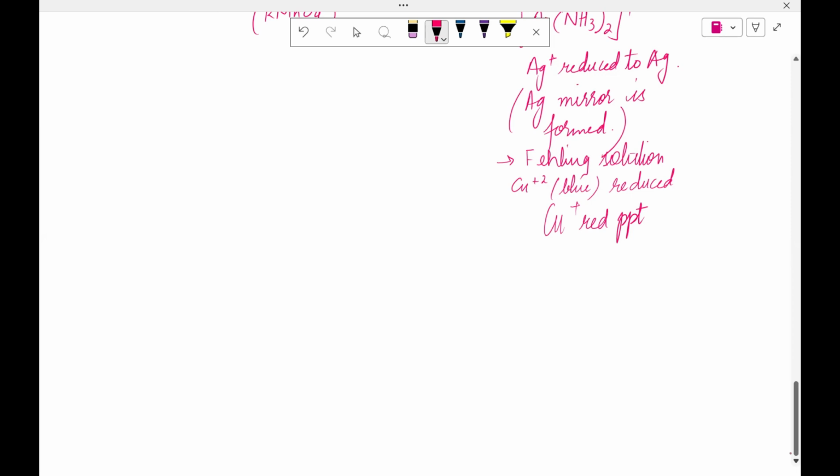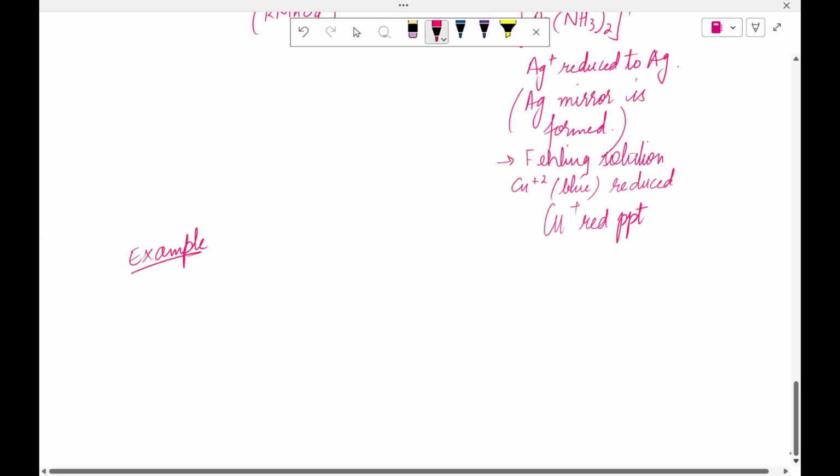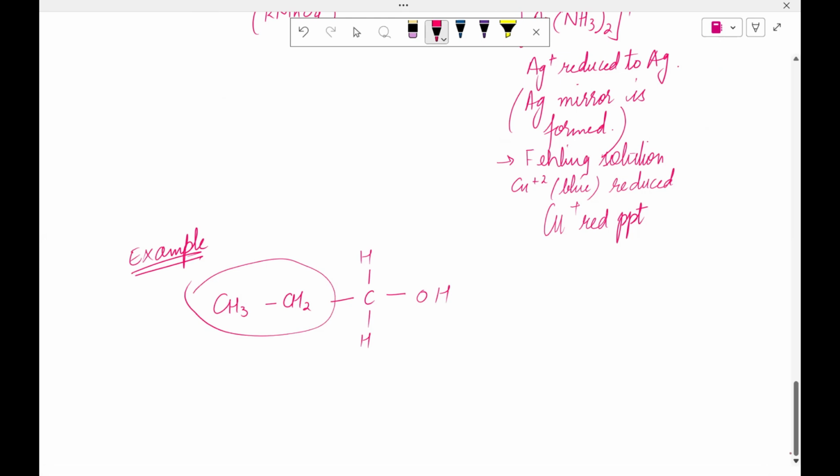Okay, so we know about primary alcohol. Let's discuss an example related to it. Like we have a primary alcohol, which is CH3 CH2 CH2 OH. We know this basically has an alkyl group, that is ethyl, and two hydrogens. So this represents a primary alcohol.